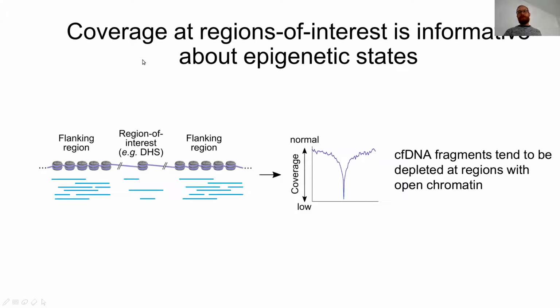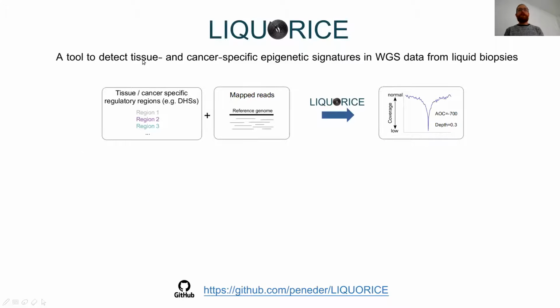In order to quantify this phenomenon, we developed a tool called LIQUORICE, which detects tissue and cancer-specific epigenetic signatures in whole genome sequencing data from liquid biopsies. LIQUORICE takes as input a set of tissue or cancer-specific regulatory regions, for example, DNA hypersensitivity sites, and a set of mapped reads of your sample of interest. It then calculates a bias-corrected composite signature of the coverage around these regions of interest.